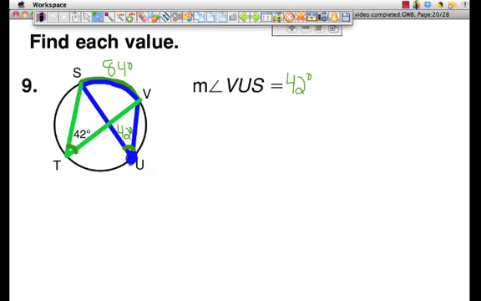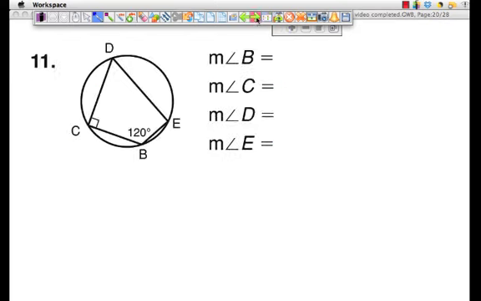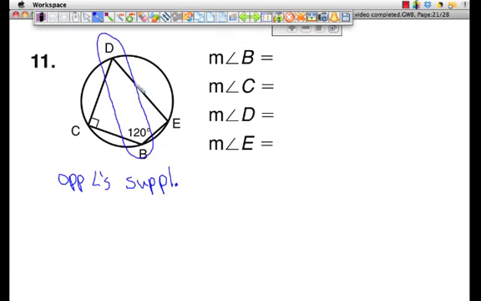And the last one I want you to try is this one. Remember the rule that we had on the notes. Opposite angles are supplementary. That's only true in a quadrilateral that is inscribed within a circle. So these 2 right here have to be supplementary. 180 minus 120 makes 60. Angle D is 60.